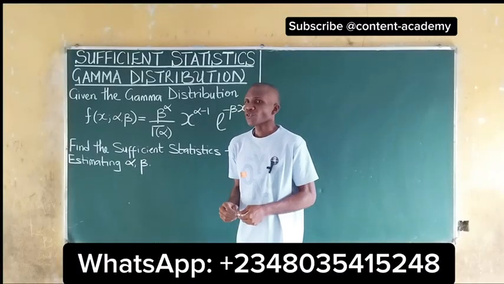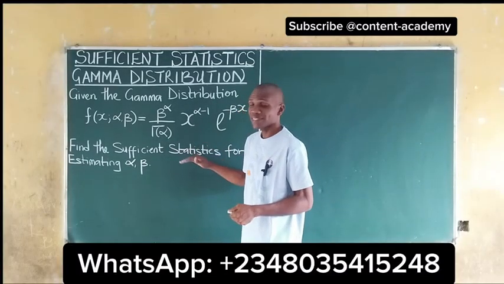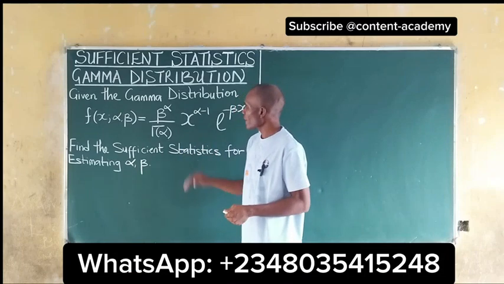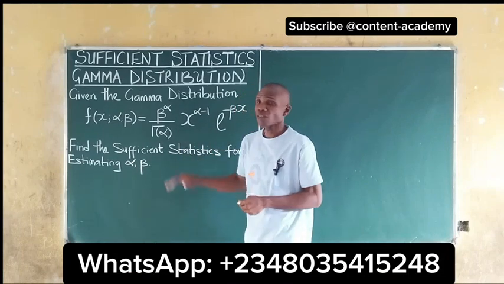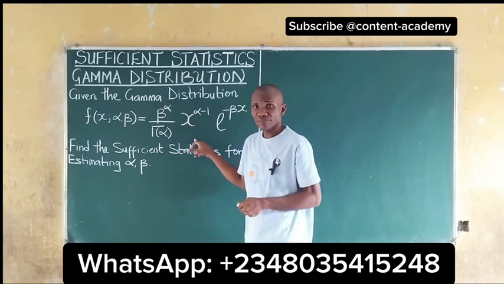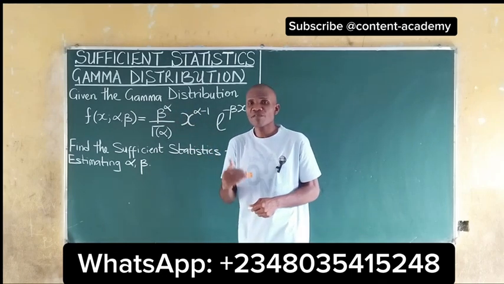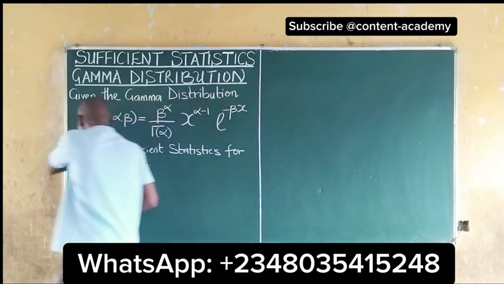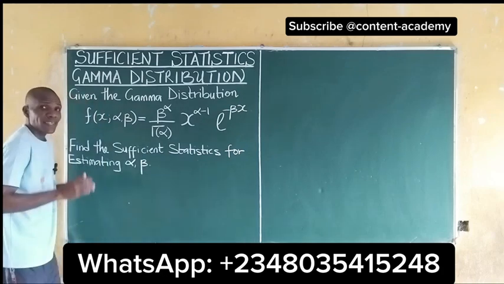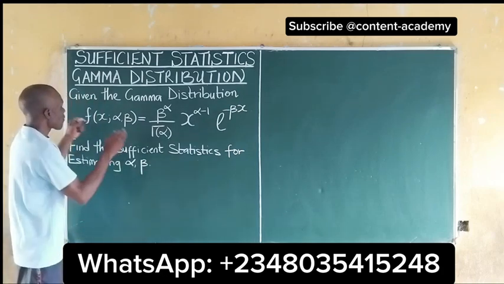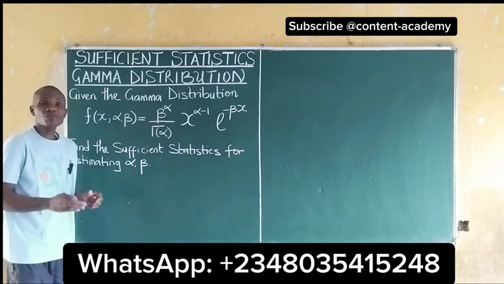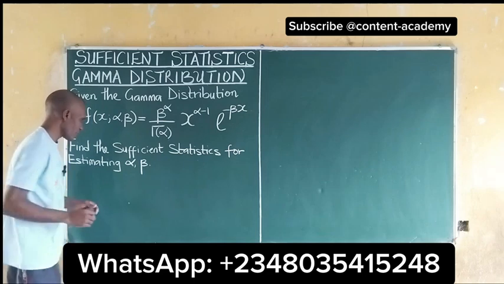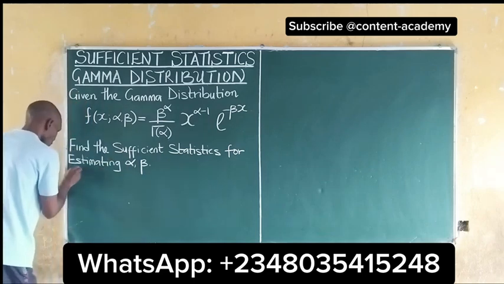In this video, we have to solve a question on sufficient statistics. So we have to find the sufficient statistics for the gamma distribution given, and we'll be using the factorization theorem. We should remember that the factorization theorem states that for a statistic to be sufficient, it must be factored out into two components. So how do we go about this? Solution.